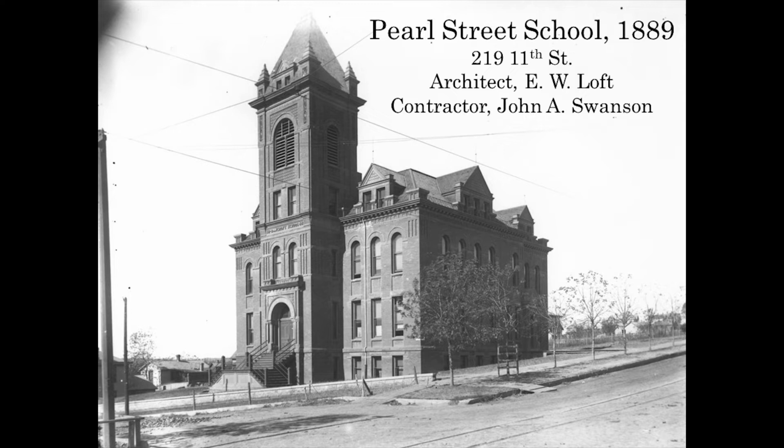Again, a building that's not quite Richardsonian Romanesque is the Pearl Street School, which was later renamed Bancroft School. It was built in 1889 at the corner of 11th and Pearl Street. Pearl Street in that area today is Grandview. This building was designed by E.W. Loft and built by Swedish contractor John A. Swanson. Looking at the building itself, you can see what we're getting so used to, which are the rounded Roman arches, but in the dormers at the top of the building and in the tower, you can see parapeted walls and the steeply pitched roof.